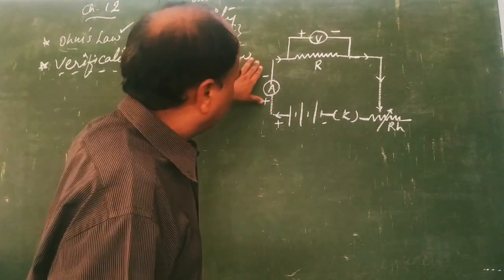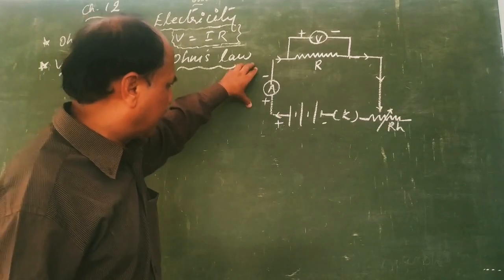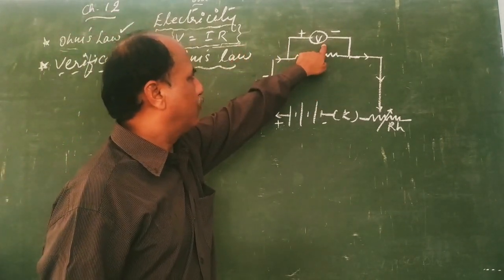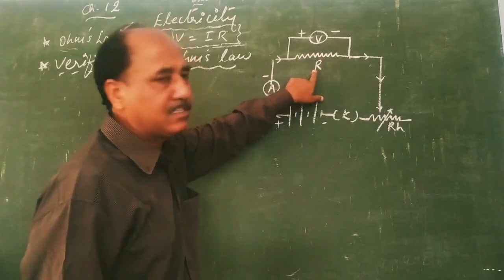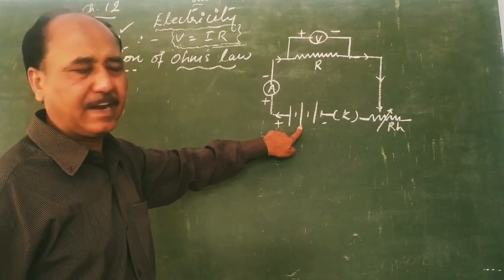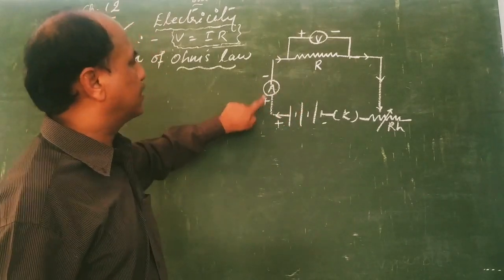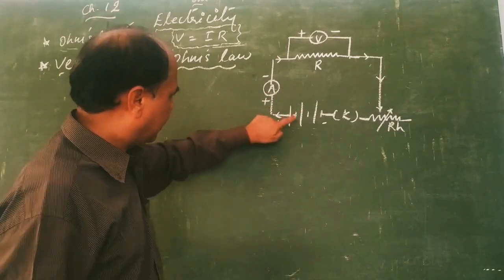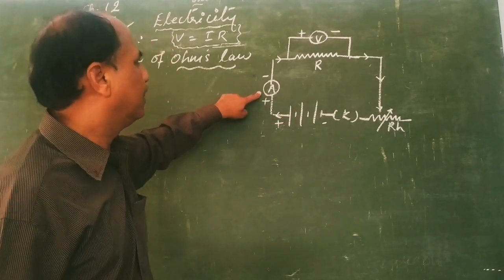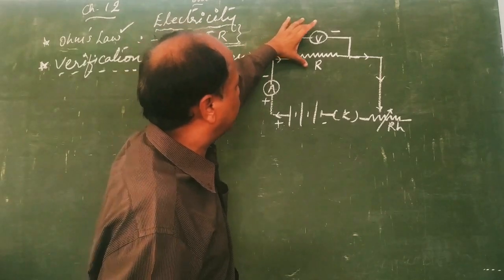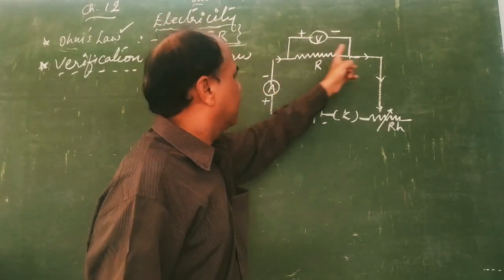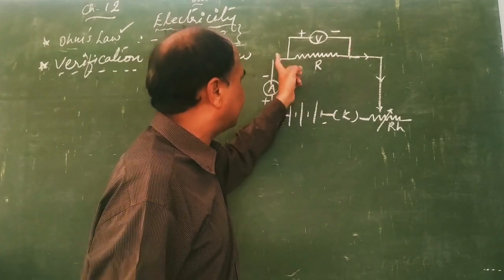Now look at this circuit here again. Resistor R, a voltmeter is connected across this resistance. An ammeter is directly connected with the battery, and the ammeter is connected in series. A direct connection is there from the positive end to the positive terminal of the ammeter. But the voltmeter is connected in parallel with the resistor because it measures the potential across the ends.